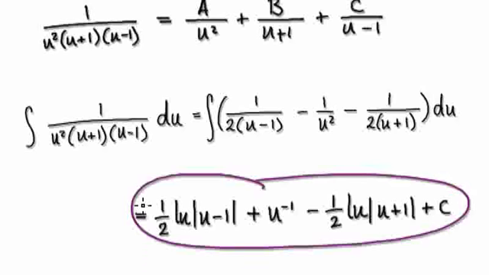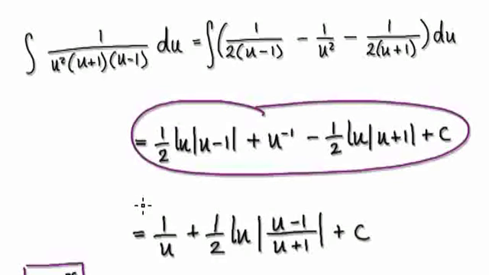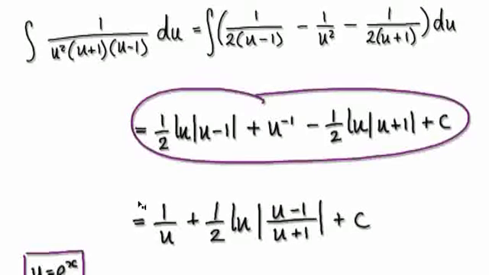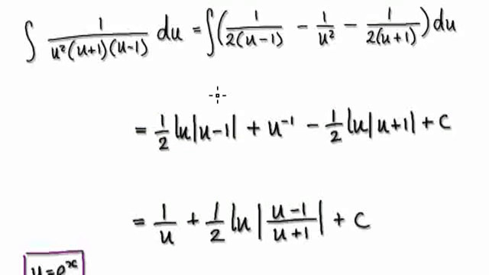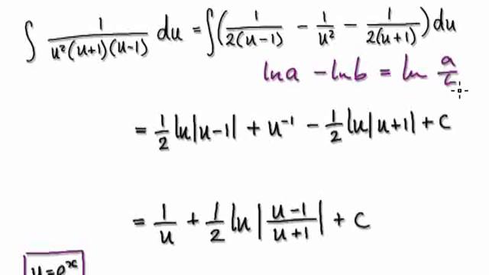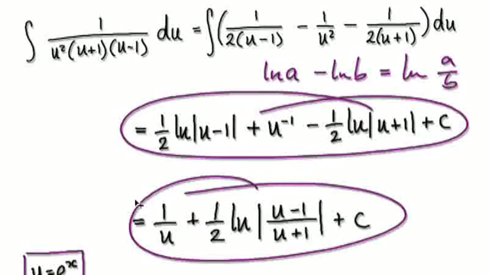It will then take you to this, and then rearrange it so that this thing here will then become this. Because remember, if you have natural log of A take away natural log of B, that's the same as natural log of A over B, and so on. So this thing here will then become this.